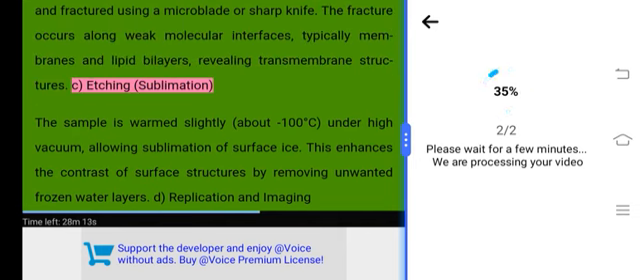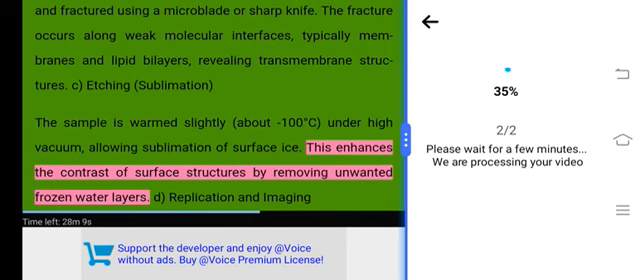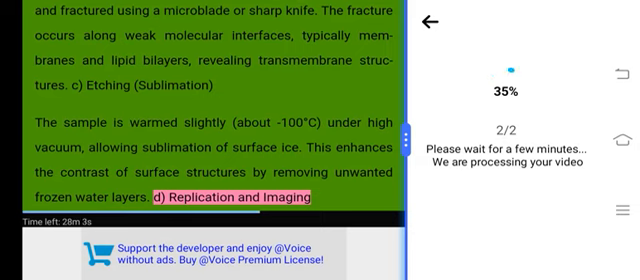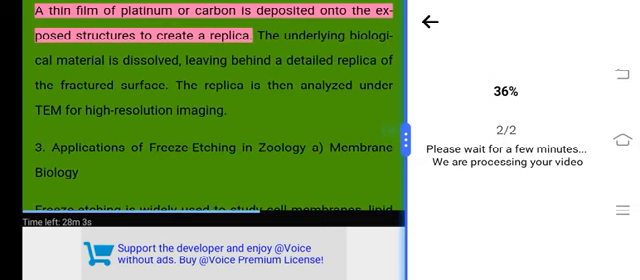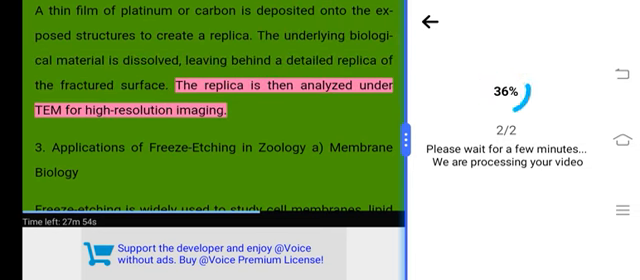C. Etching, sublimation. The sample is warmed slightly, to about -100 degrees Celsius, under high vacuum, allowing sublimation of surface ice. This enhances the contrast of surface structures by removing unwanted frozen water layers. D. Replication and imaging. A thin film of platinum or carbon is deposited onto the exposed structures to create a replica. The underlying biological material is dissolved, leaving behind a detailed replica of the fractured surface. The replica is then analyzed under TEM for high-resolution imaging.